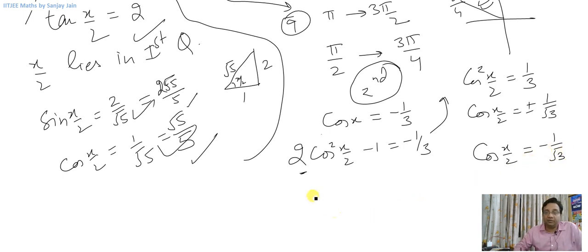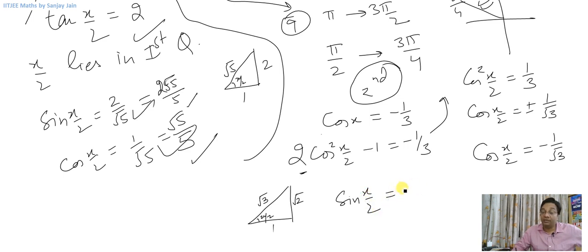So cos of x by 2 will be minus 1 by root 3. Now that you have got cos of x by 2, you can obtain sine of x by 2. Let us consider this to be our angle. So cos is adjacent upon hypotenuse. So let us consider this as 1 and hypotenuse as root 3. So what will be this side? Root 3 squared 3 minus 1, that is 2. So root 2. Now what will be sine x by 2? We are talking about second quadrant. Sine is positive. So opposite upon this hypotenuse. So and positive value, right?